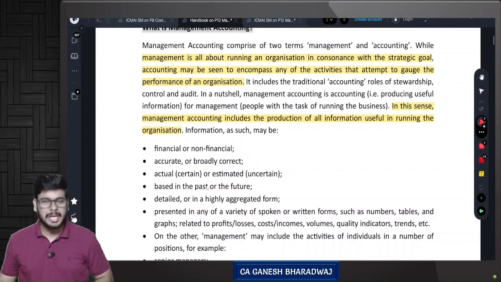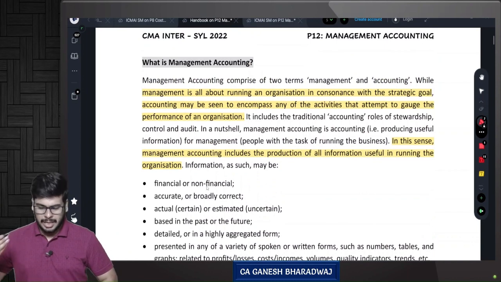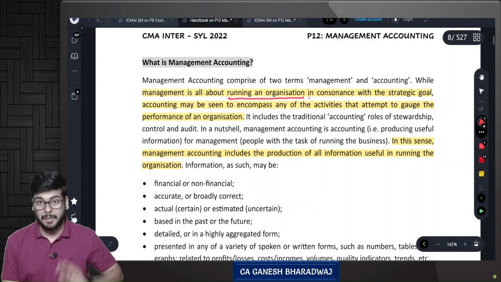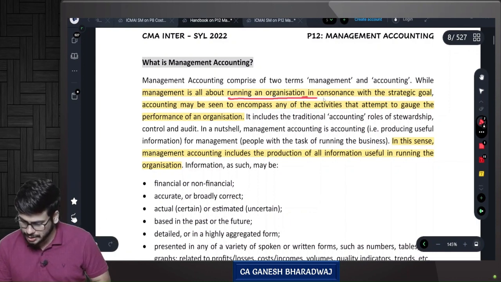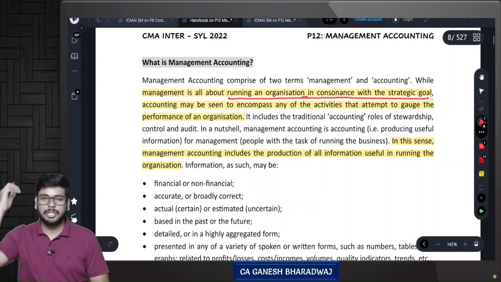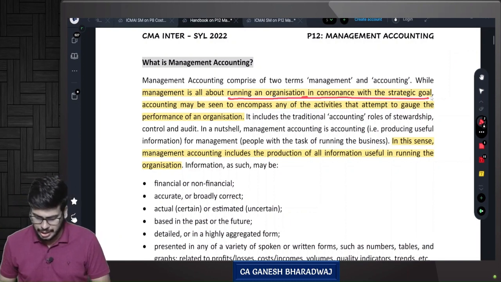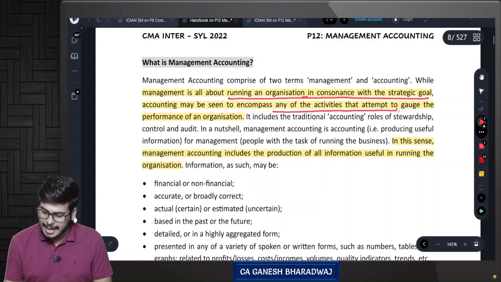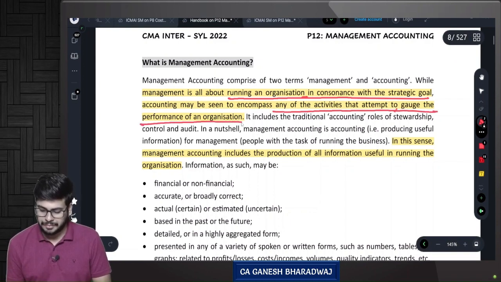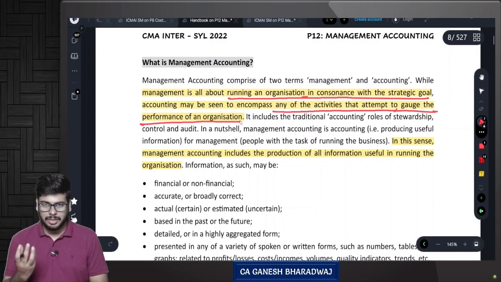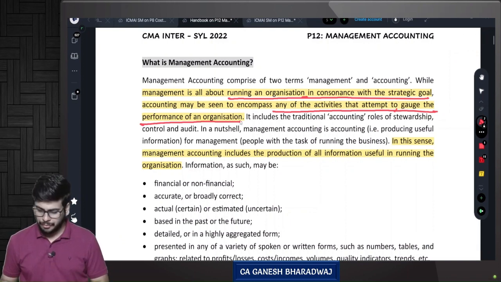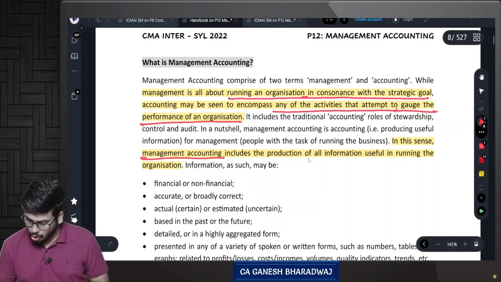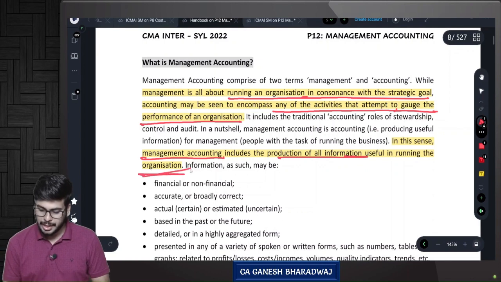Of course, theoretically, they have given some definitions in the material. Management is all about running an organization in consonance with your strategic goal. Consonance means what? At par with your strategic goal. Accounting may seem to encompass any of the activities that attempt to gauge the performance of the organization. So gauge means what? Validate. So how good the company is performing. Correct? In this sense, management accounting includes production of all the information useful in running the organization.